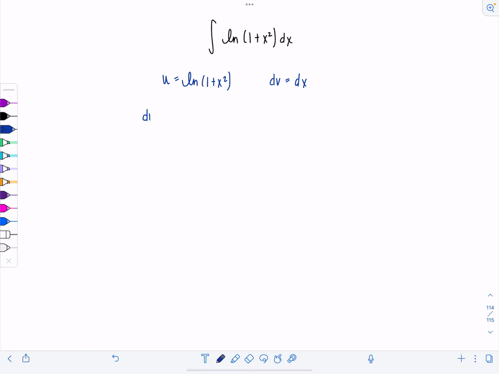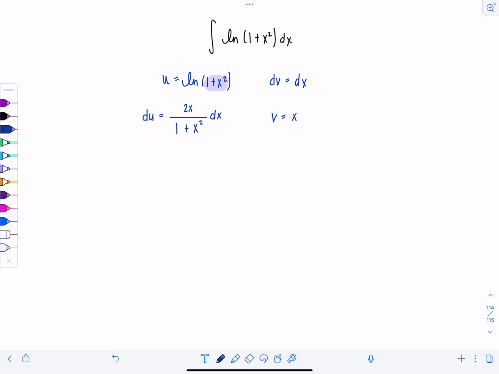So du, derivative of ln of 1 plus x squared, that's going to be 1 over 1 plus x squared. And then don't forget the chain rule. You have to multiply by the derivative of what's inside. So that's 2x dx. And then to get v, we just anti-differentiate dx, 1. So that's going to be x.